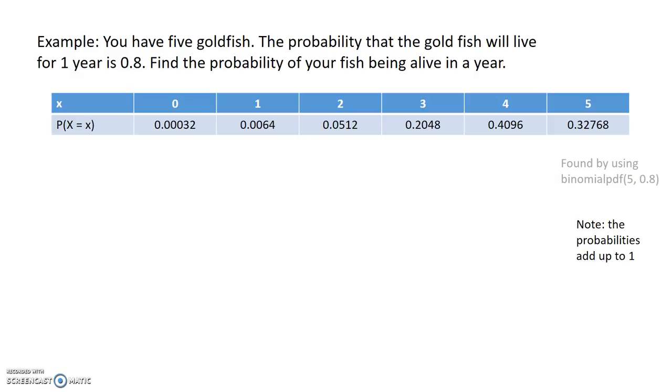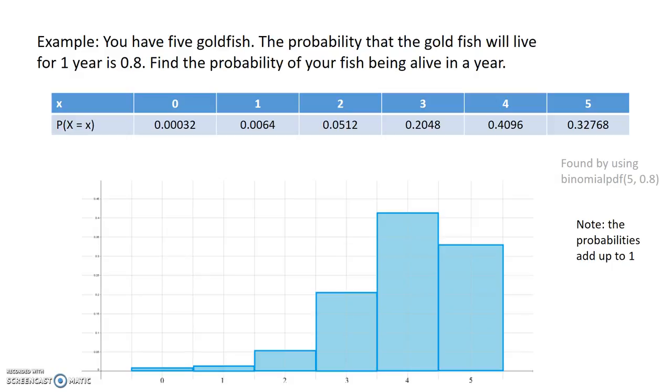If you don't know how to do that, you can look it up somewhere else. We'll run out of time in this video, so I'll post the link somewhere. But note that the probabilities have to add up to 1, and it looks like that when you graph it.